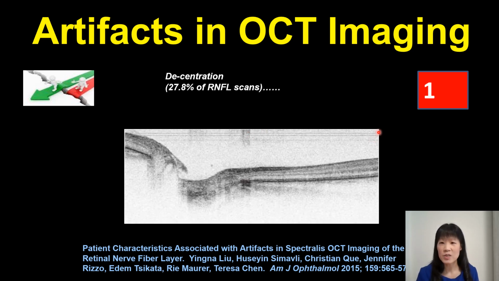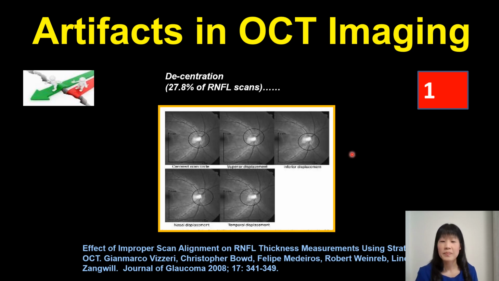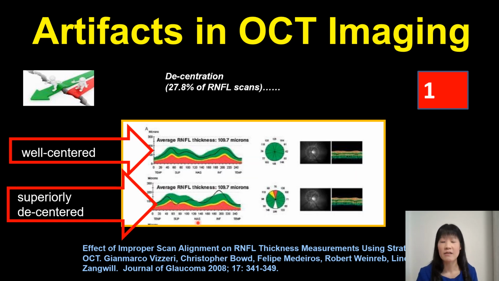And the reason why is we know that the nerve fiber layer normally becomes thicker as you're closer to the optic nerve. Here you can see the thick black nerve fiber layer closer to the optic nerve and the thin nerve fiber layer further away from the optic nerve. So in this paper, they took a normal patient and purposely decentered the RNFL thickness scan in many different directions. And this is what they found. In the well-centered RNFL thickness scan, the patient's black nerve fiber layer thickness is fine.